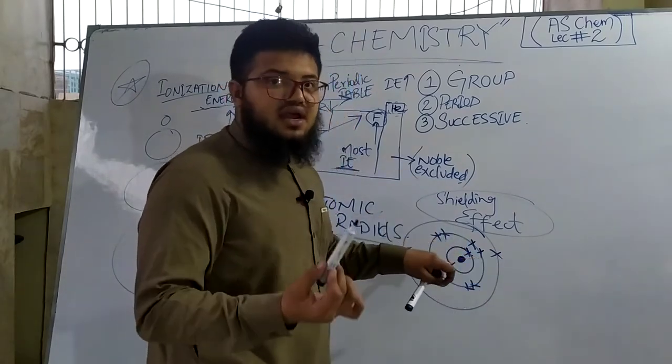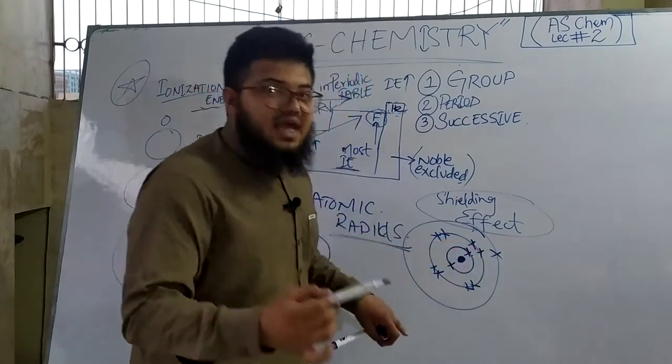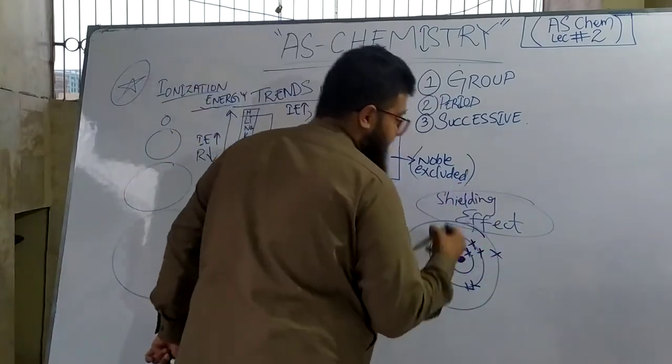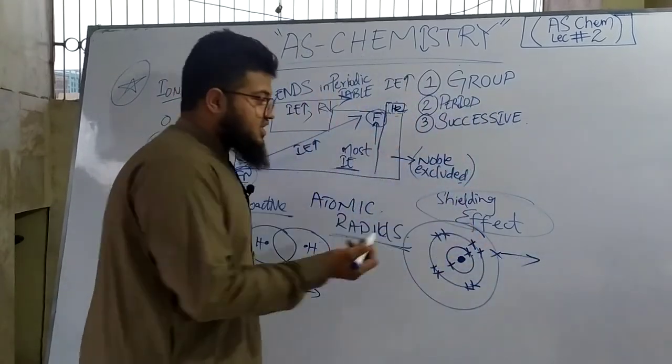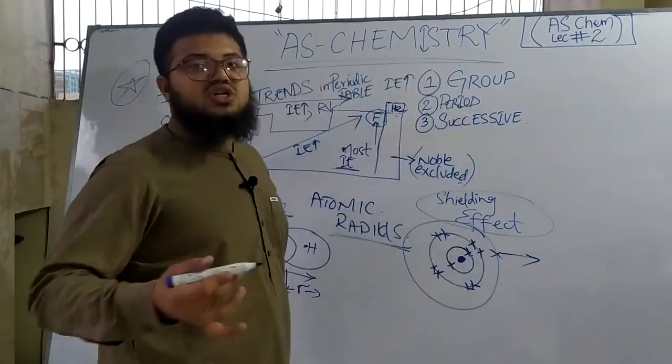The inner electrons are negative, the outer electron is also negative, and that actually means there is a repulsive force from these inner shell electrons. This repulsive force is actually the shielding effect.